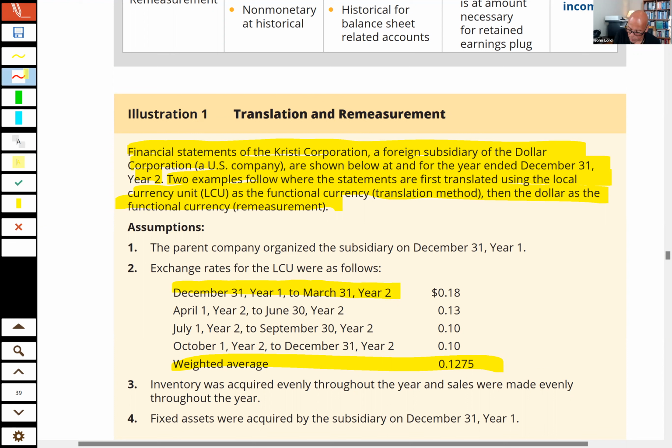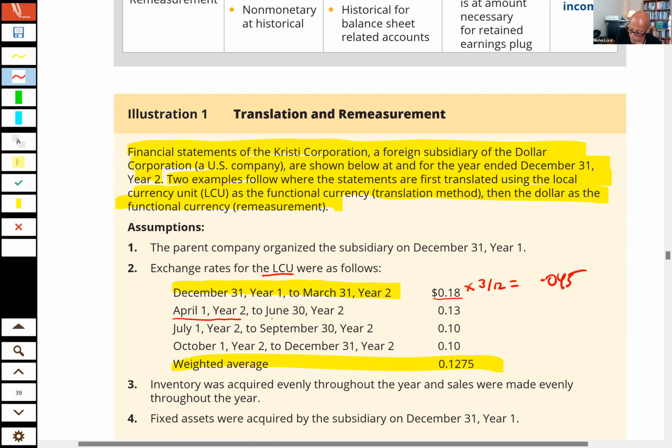We're looking and seeing that the translation rate is 0.18 from whatever the local currency units are to the reporting currency, which is, of course, the US dollar. And that was outstanding for what? For 3 months: all of January, all of February, all of March. So we would take that 0.18 and multiply that times 3/12. That gives me 0.045.